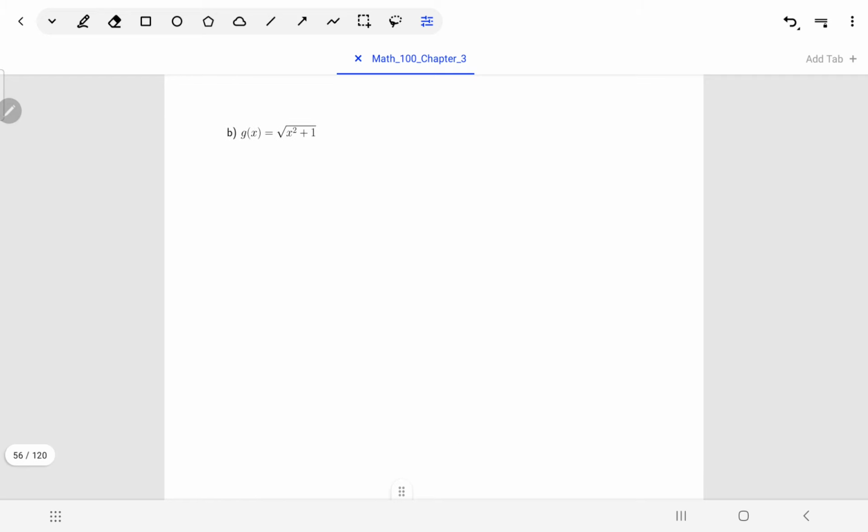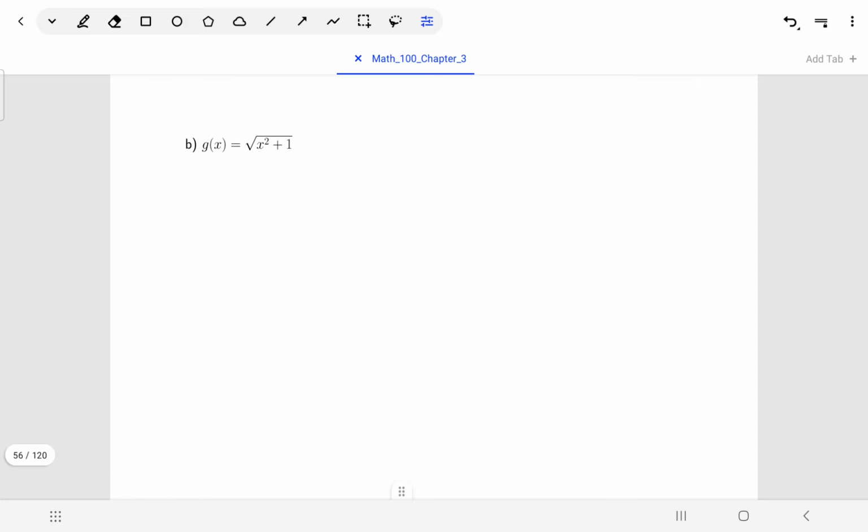Okay, let's do a couple more examples. g of x. So I'm looking at this function, and I can see, of course, the inside x squared plus 1. I know that that's going to be as small as 1 or larger. So my square root of x squared plus 1 should always be defined. I don't have any places where the inside would ever be negative, so we're good to go there.